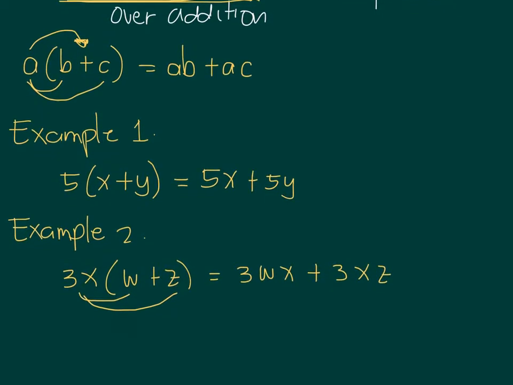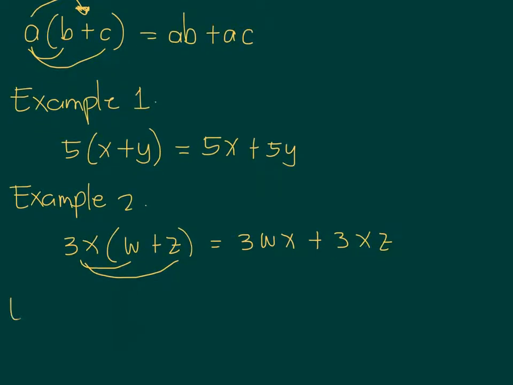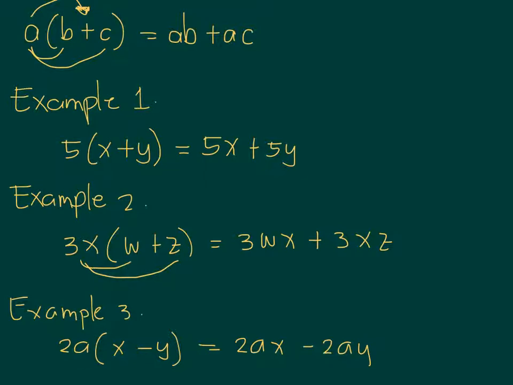Okay, so one more. Let's say example 3. Let's say I have 2a times x minus y. So this will be 2ax minus 2ay. So note, we have x minus y, so we have minus 2ay after distributing 2a to x and the y.